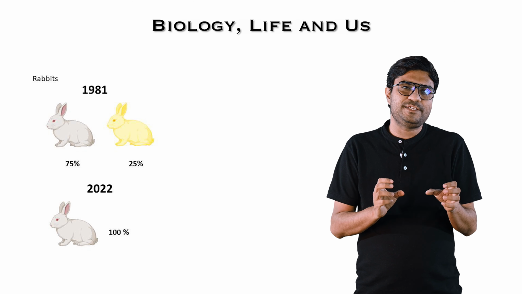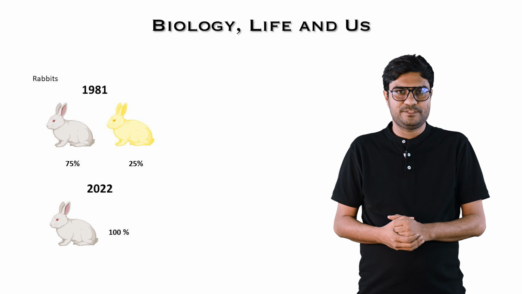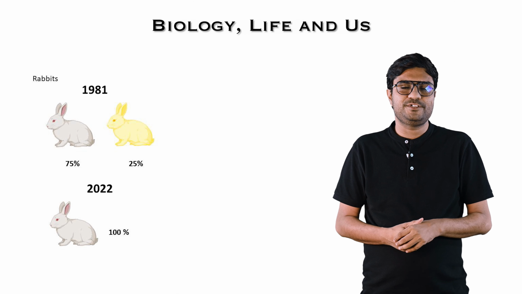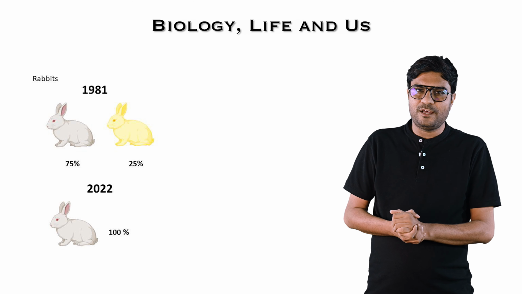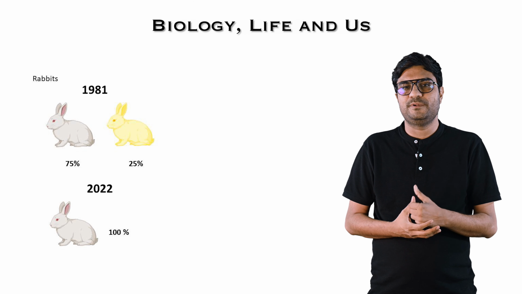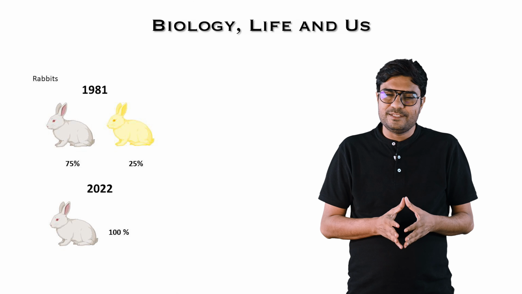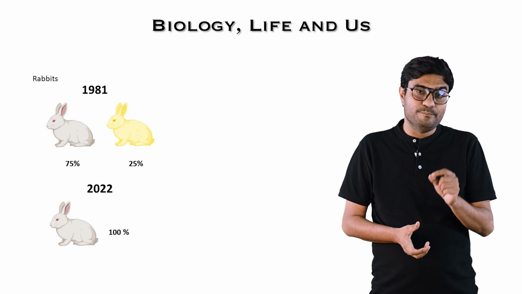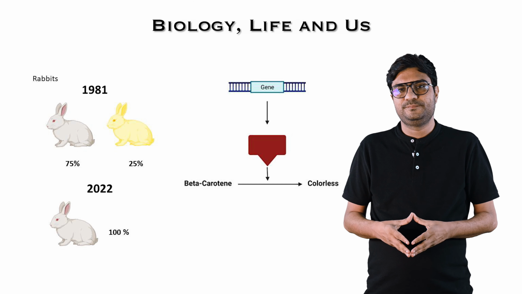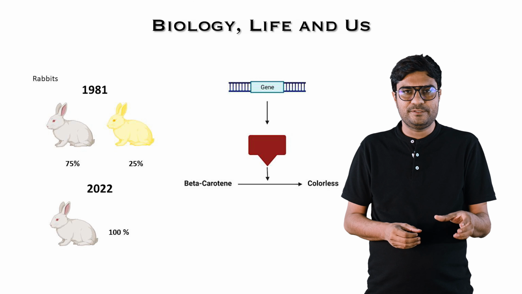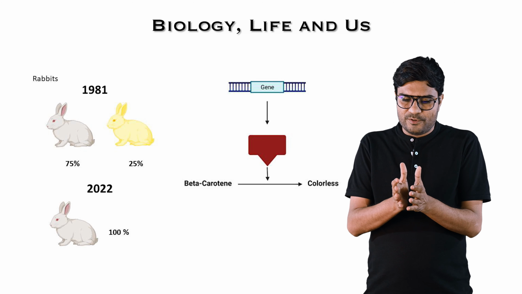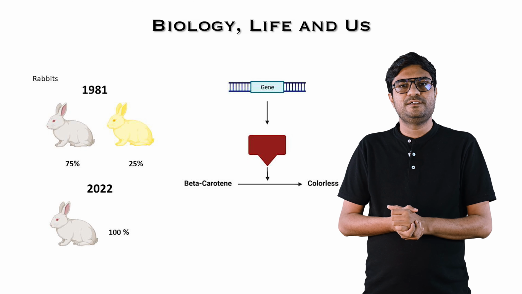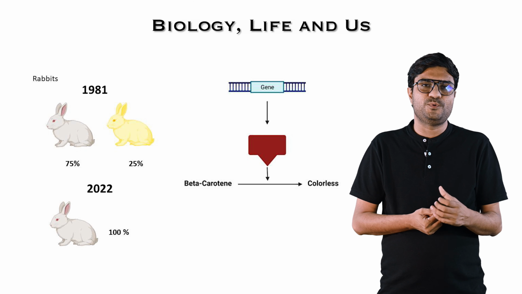Now, what was the basic difference between these 2 experiments? The answer is interesting, and the answer also gave us the right definition of phenotype. The major difference between these 2 experiments was that in 1981 the rabbits were eating carrots, and in 2022 rabbits were eating biscuits. Now, if you look at a particular gene which is present in the rabbit, this gene codes for a particular enzyme which converts beta carotene into a colorless product.